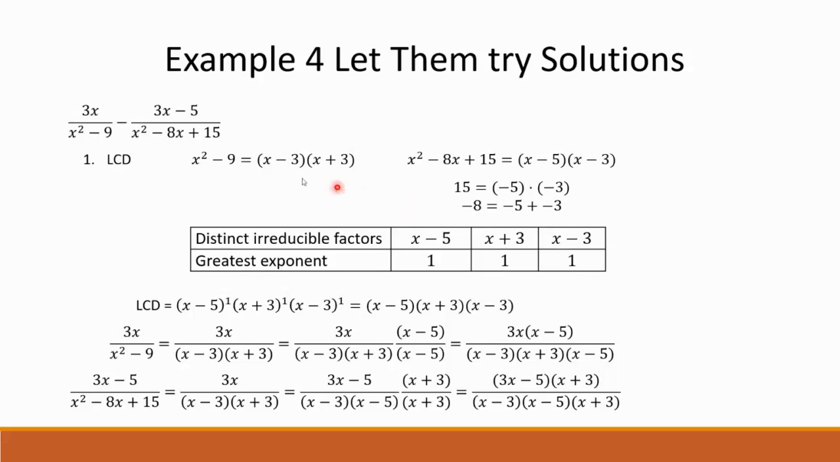Also notice that for each factor, the only exponent is 1. Hence, the greatest exponent of each factor is 1. So the LCD is going to be this. You raise each factor to its biggest exponent, which here happens to be 1. So that's what we get here.